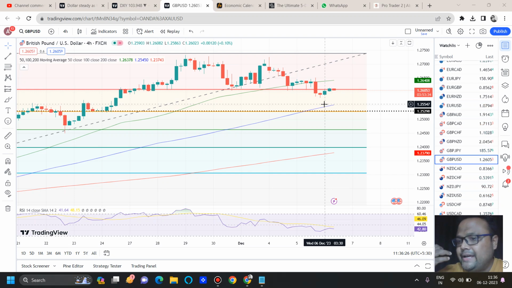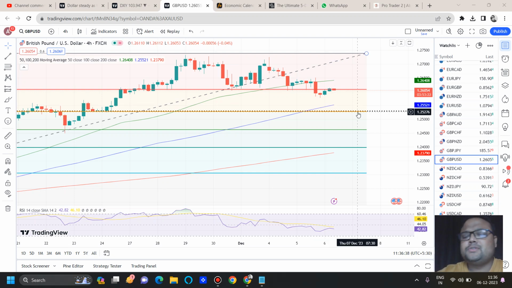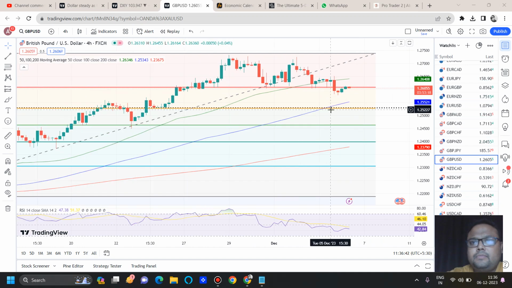So around the 100 moving average also you can observe the market. Right now I cannot give you the exact number because it's a dynamic support. Right now it is standing at 1.2552. Maybe by the European session or US session it will be around 1.2560. Okay, so it will be better to observe in live market.